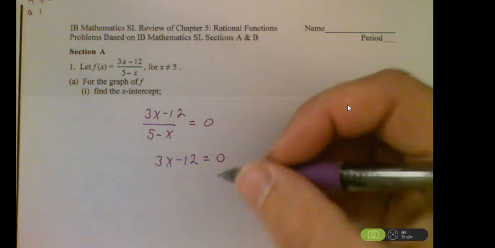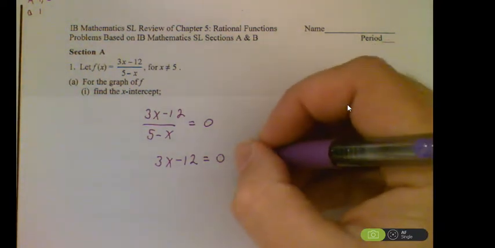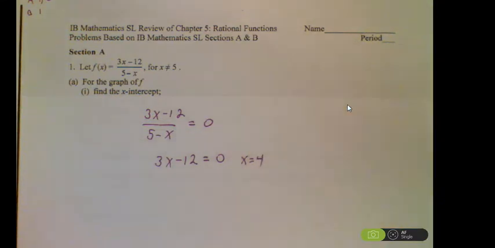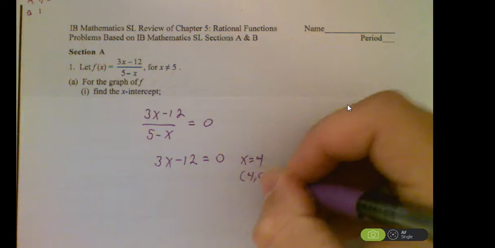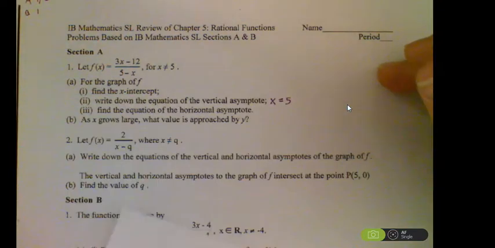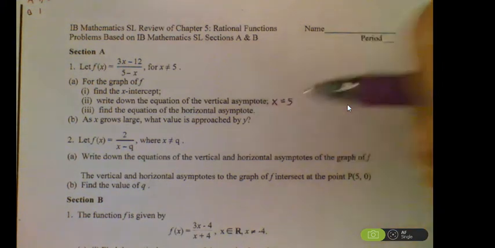So anyway, if we solve that, add the 12, divide by 3, and we can see that it's at x equals 4 for that guy. So we'd be looking at the point (4, 0) for the x-intercept. So part 2 we already did. Equation of the horizontal asymptote.